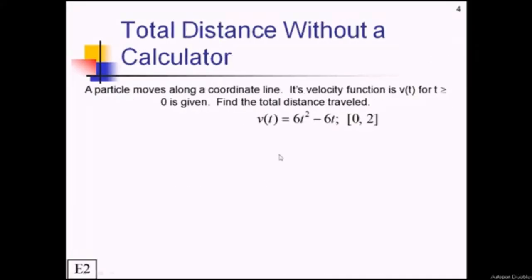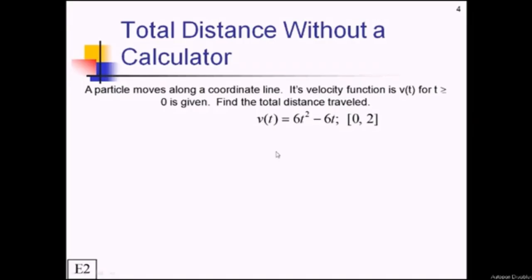For this next example, we have a particle moving along a coordinate line with a velocity function for t greater than or equal to 0 given as follows. This will be 6t squared minus 6t. We want to find the total distance traveled on the interval from 0 to 2. So pause the video and give this a first attempt.